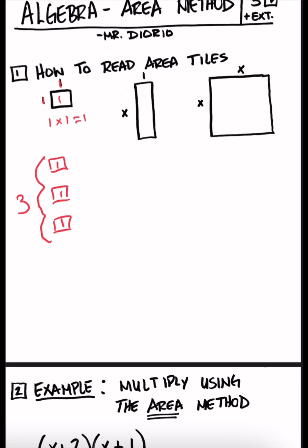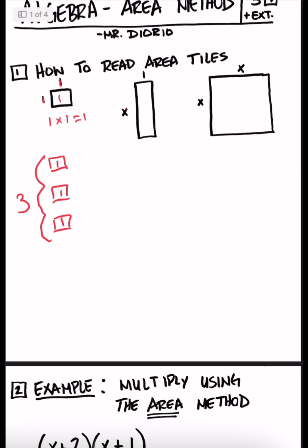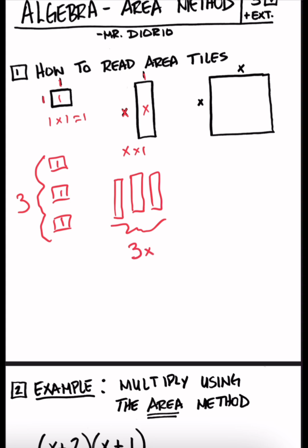So over here, we have a long rectangle with side lengths x and 1. So if we multiply those together and find the area, we get x. So just like this, if we see 3 long rectangles in our representation, that's going to equal 3x.